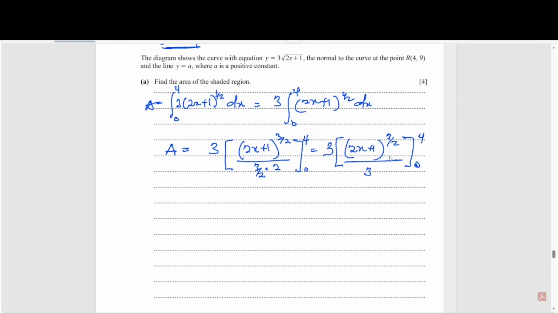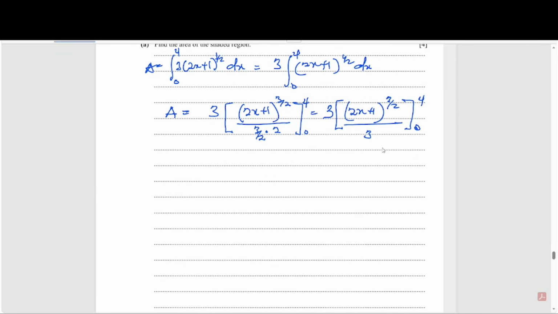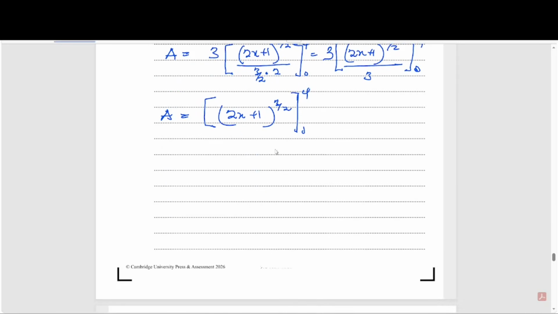So at this point, you can substitute 0 and 4, or better still, you can also write the 3 outside. So if I write the 3 outside, I'm going to have 3 over 3 outside, which is going to be 1. So I'm going to ignore that and write A is equal to (2x + 1) all exponent 3 over 2 from 0 to 4. So let's substitute 4, and then we'll substitute 0. Then you find the difference as well.